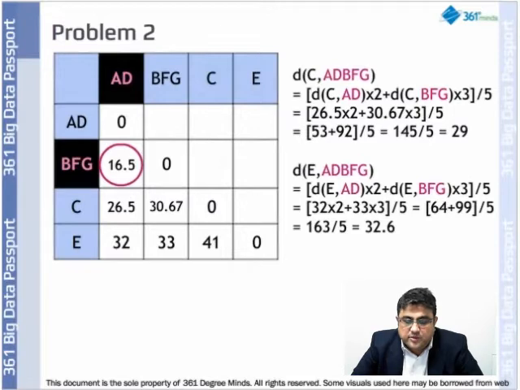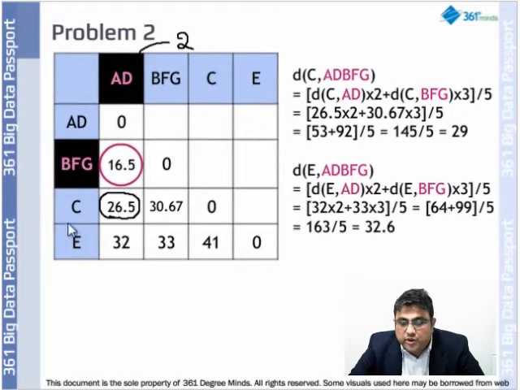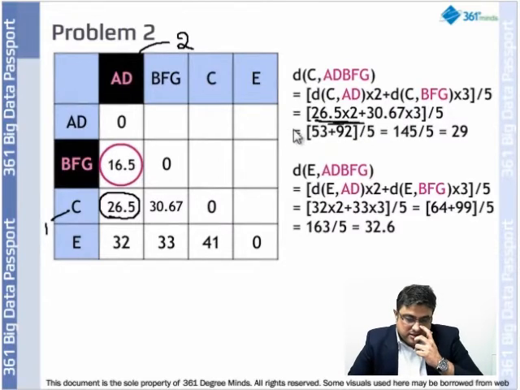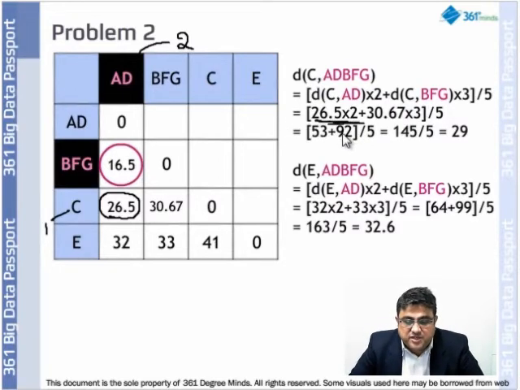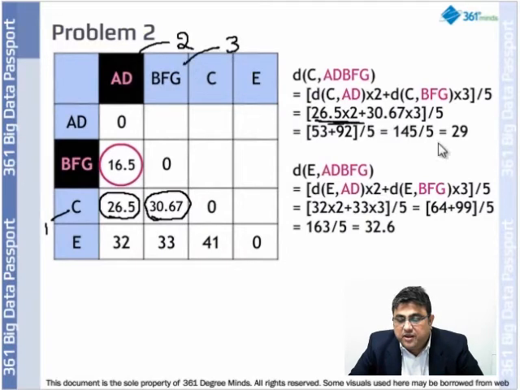So we need to find out the distance between C and AD BFG. Let me explain this to you. The distance between C and AD is 26.5, and because we are clustering with AD, it's 2. You can see on the right hand side it is 26.5 into 2. Now let's look at the gap between C and BFG, that is 30.67, and BFG is 3, so hence we multiply 30.67 into 3 over there, and the net average is 29. You can use a calculator if you want.